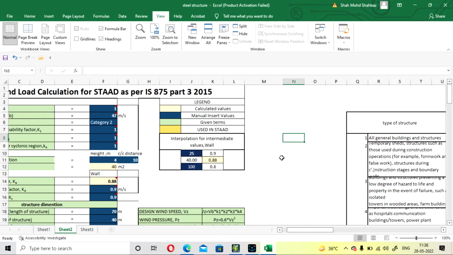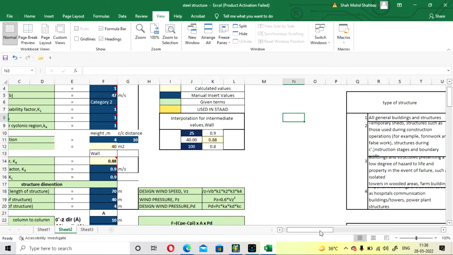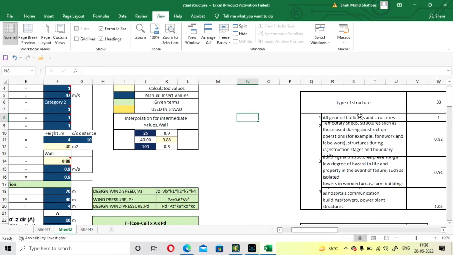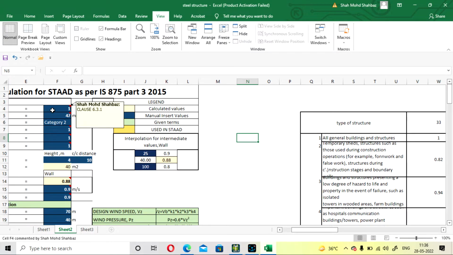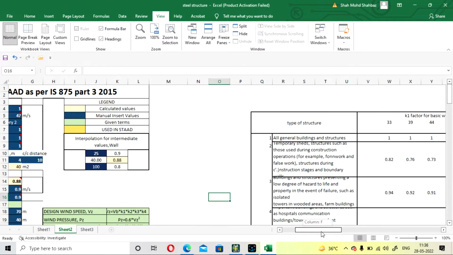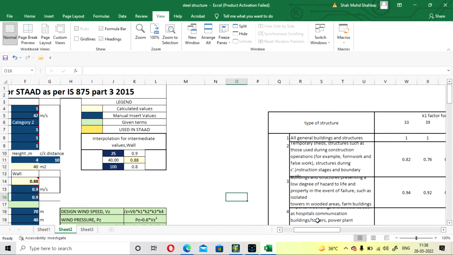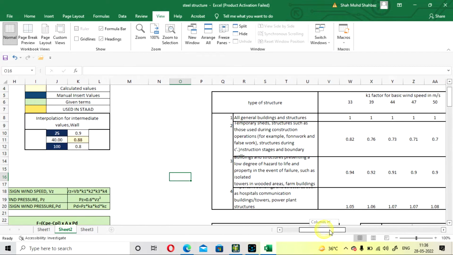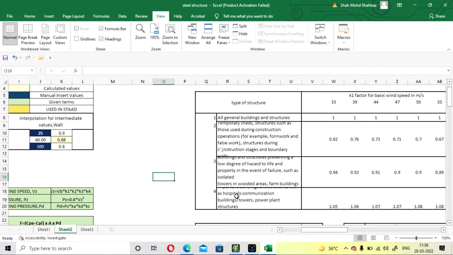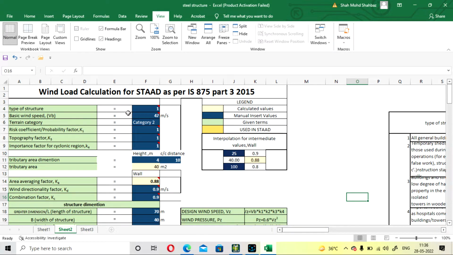So first we have to find the type of structure. Our structure is a basic steel structure for a warehouse, so it will come under general buildings and structures. It is mentioned in IS code clause 6.3.1 also. You can check from the code only if you want. Okay, so it will come in general buildings. If it is an important building like a hospital or power plant, you have to follow the type of structure as 4, and for the K1 value you have to calculate from this one. Okay, so our type of structure is 1.